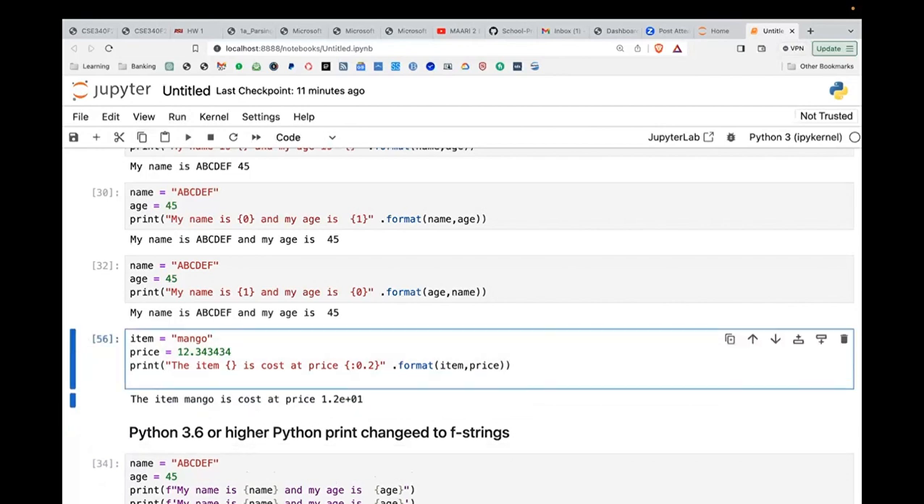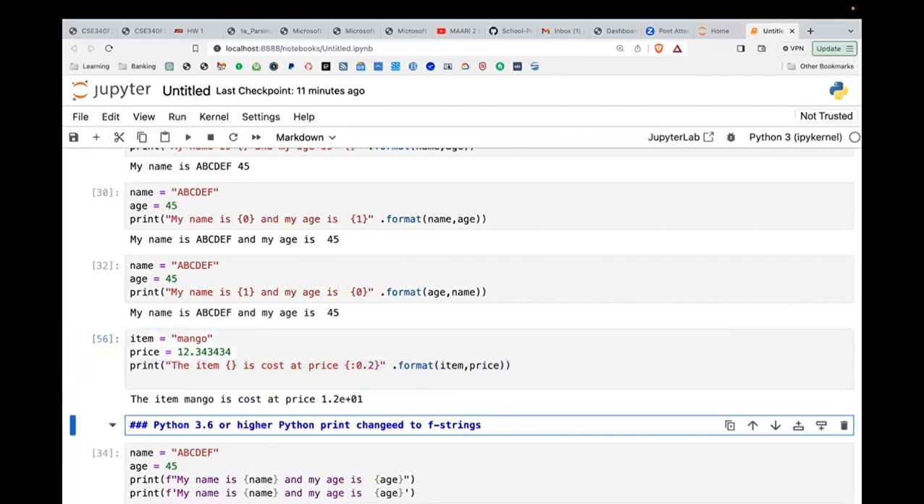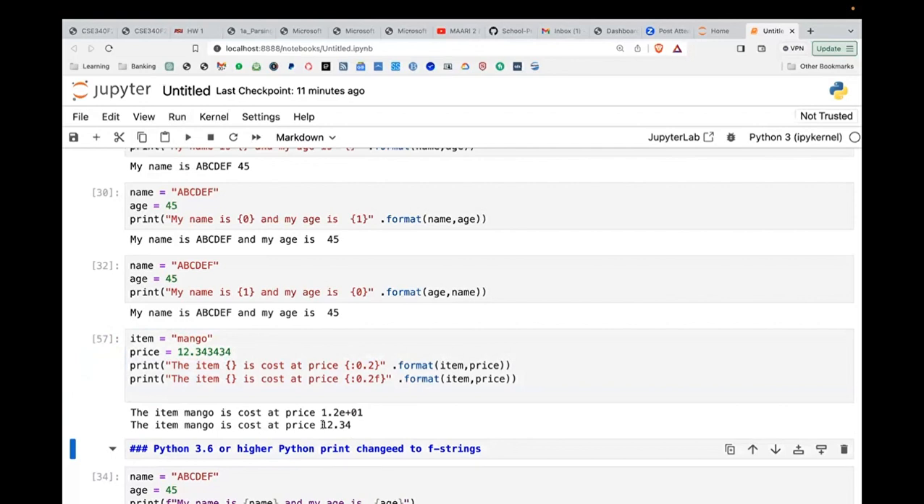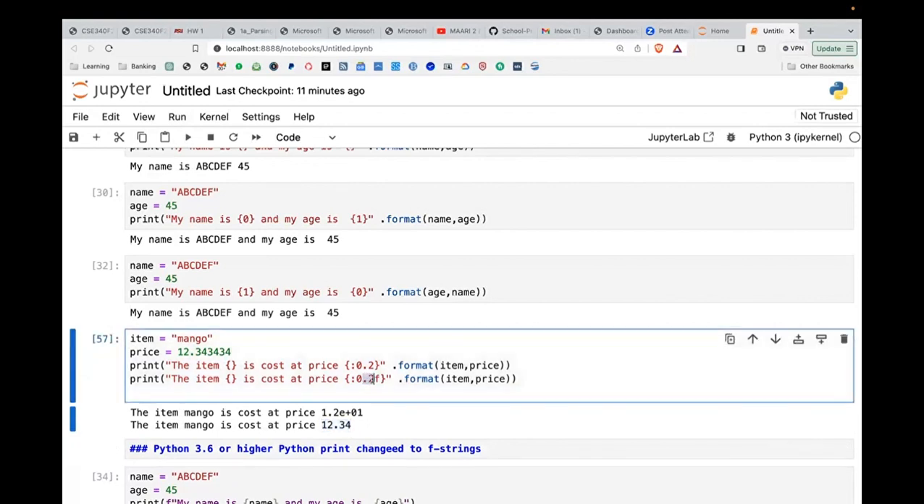But if you write F here, then it will give you the result as 12.34. Okay, so this .2 tells that I want this floating point value. Floating point means decimal point value. In the decimal, I want only 2 digits. That is what it is telling us. If you say in the decimal I am looking for 3 digits, it will give you 3 digits.